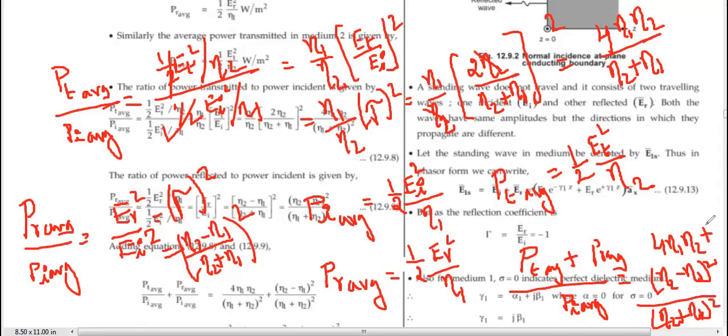Got it, my dear friends? Now you can simplify the function here. Above we have eta 1 square plus eta 2 square minus 2 eta 1 eta 2, and plus 4 eta 1 eta 2. So 4 minus 2 becomes 2 eta 1 eta 2. In the numerator we get eta 1 plus eta 2 whole square. So finally we get PT average plus PR average is equal to PI average. Got it, my dear friends?